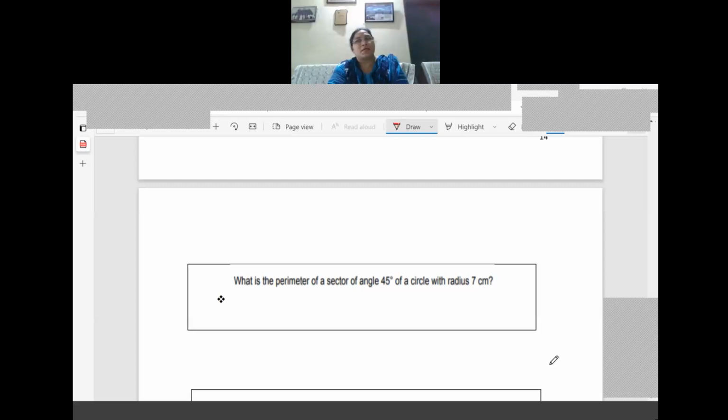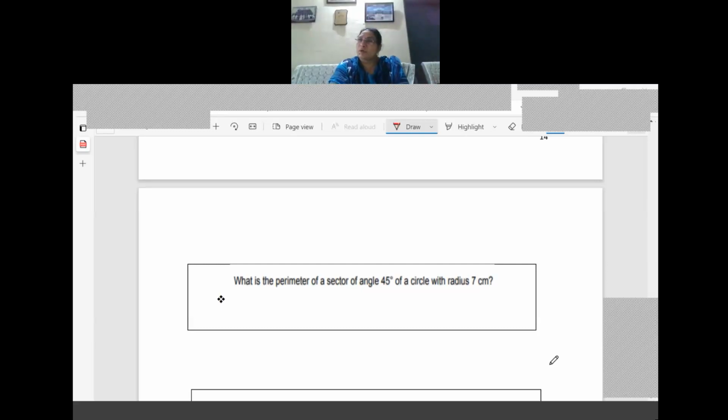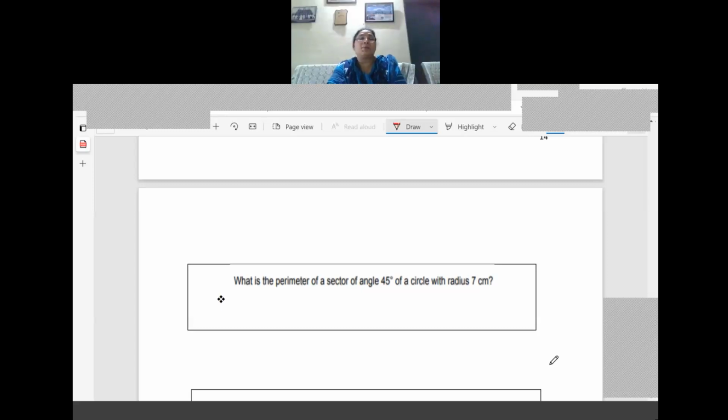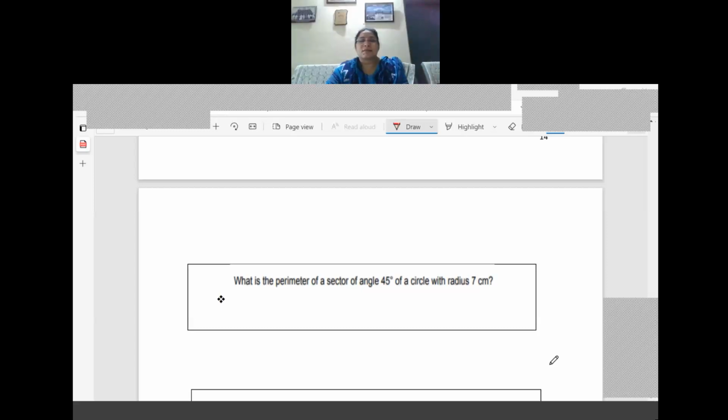11 by 2, ma'am. 5.5, ma'am. 11 by 2 centimeter, ma'am. Who is answering? Amod, ma'am. Amod, tell me what is the perimeter of the sector? What is the meaning of perimeter of the sector? Ma'am, the circumference which covers the sector, that is called perimeter. Only arc, ma'am. Arc plus perimeter of the sector.